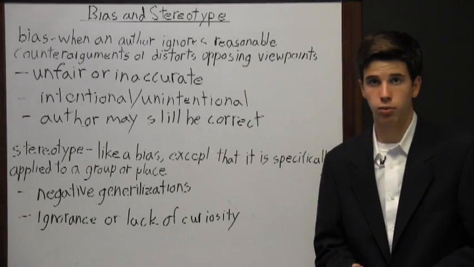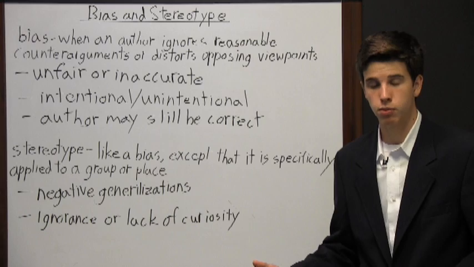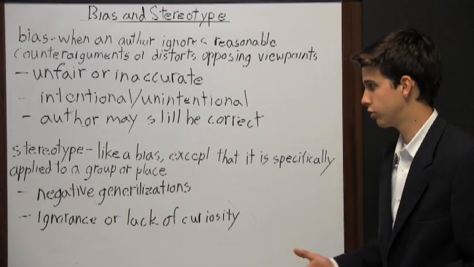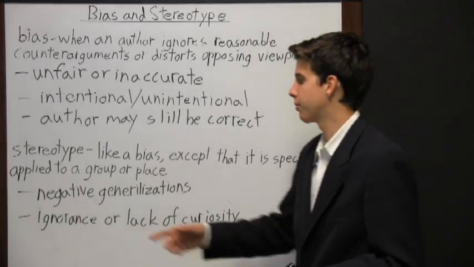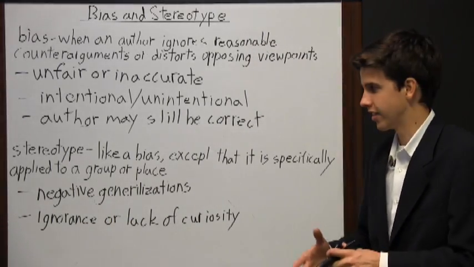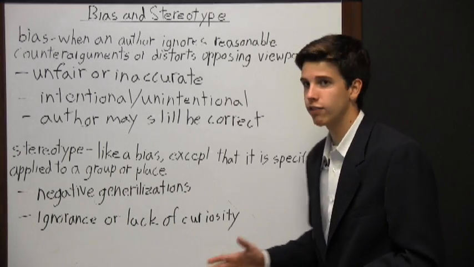And so again, a stereotype is like a bias, except that it is specifically applied to a group or place. So basically, an author maybe looks at a group of people and sees something that they perceive to most of the time be true or is often true, and they make a generalization and apply it to the whole group. And generally, it's going to be something negative, something that's hateful towards that group. And it indicates their lack of curiosity.